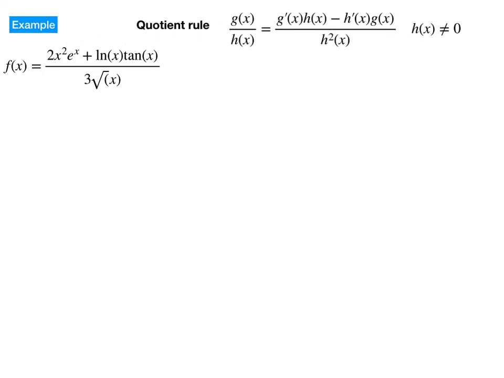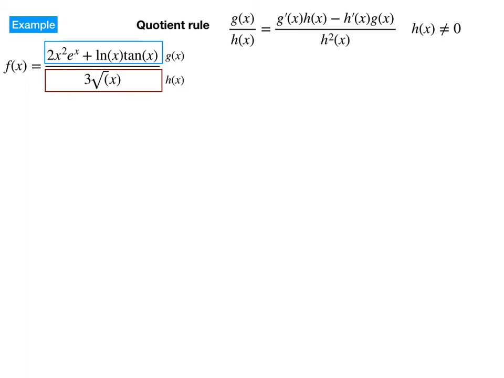And as a reminder, if you have a quotient, then this is the formula for the quotient rule. Now in this case, I use g of x and h of x as the functions of the top and the bottom, just to differentiate from f of x. So the top function is g of x. The bottom function is h of x.